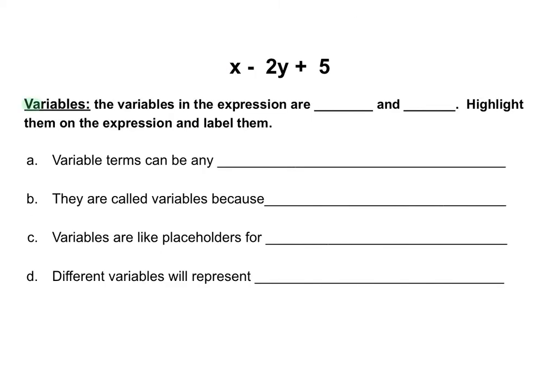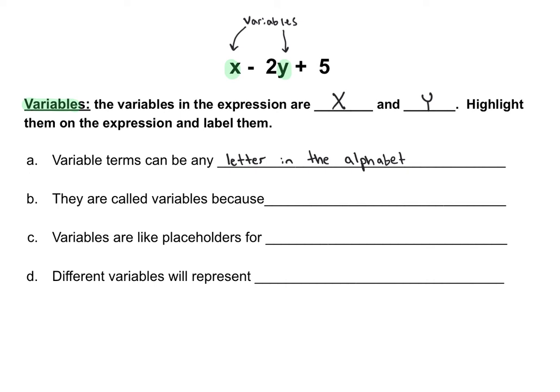Next, let's talk about variables. The variables in this expression are x and y. Go ahead and get those highlighted and labeled in your notes. And variables can be any letter in the alphabet. In our last unit, talking about proportional relationships, we saw variables as D representing distance, R representing rate, T representing time. We've seen C to represent the number of cans. We've seen N. It can be any single letter, though we do typically most often use X and Y.